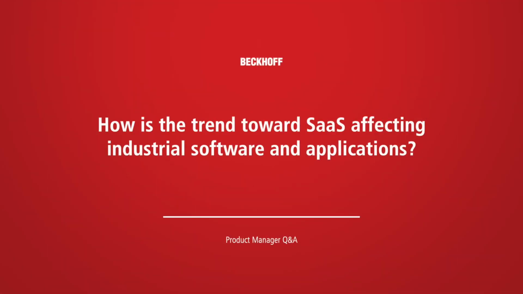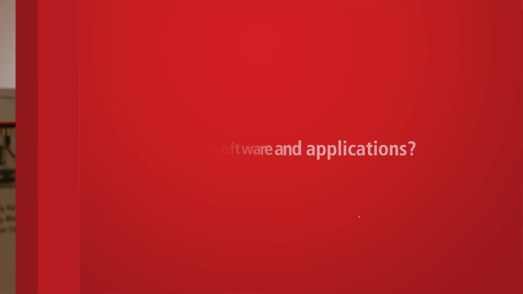How is the trend towards SaaS, software as a service, affecting industrial software and applications? Anything as a service seems to be a giant trend right now. Software as a service being one of them. Other ones that we're hearing a lot of interest in from machine builders, our customers, is machine as a service. So, actually not selling a capital piece of equipment, but selling it as a service for operations time.